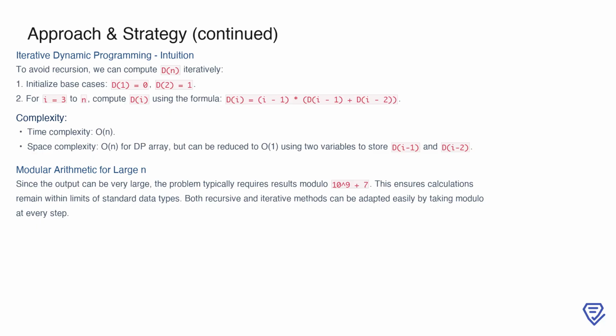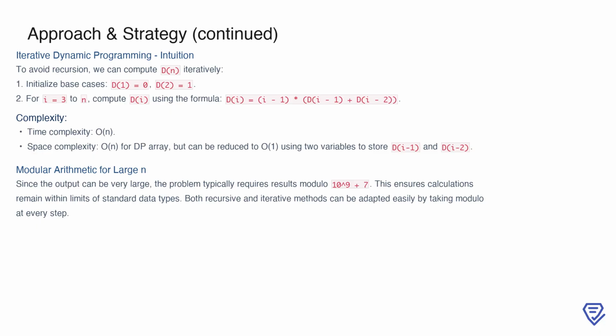Here, we compute d(n) iteratively, starting with the base cases d(1) equals 0 and d(2) equals 1. For each i from 3 to n, we calculate d(i) using the formula d(i) equals (i-1) asterisk (d(i-1) plus d(i-2)). This eliminates the overhead of recursive function calls and simplifies the implementation.